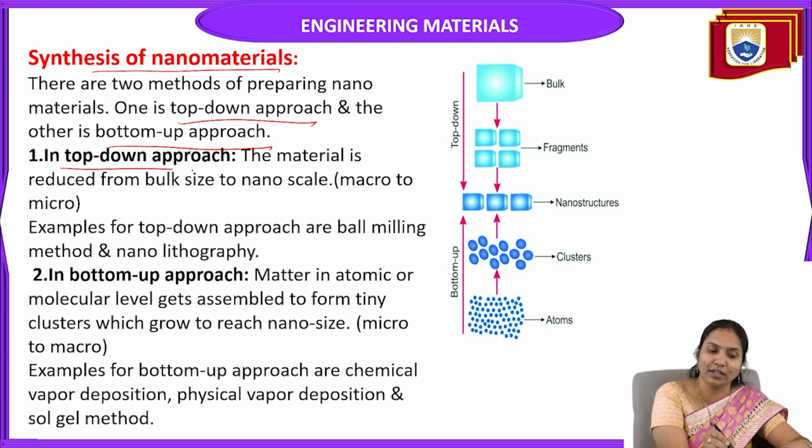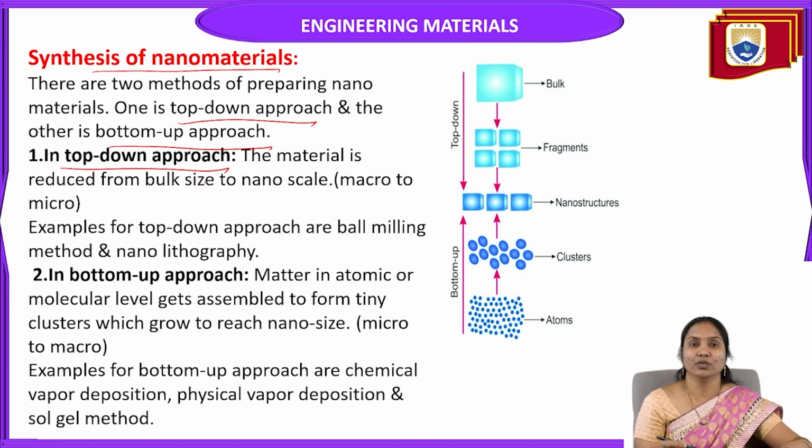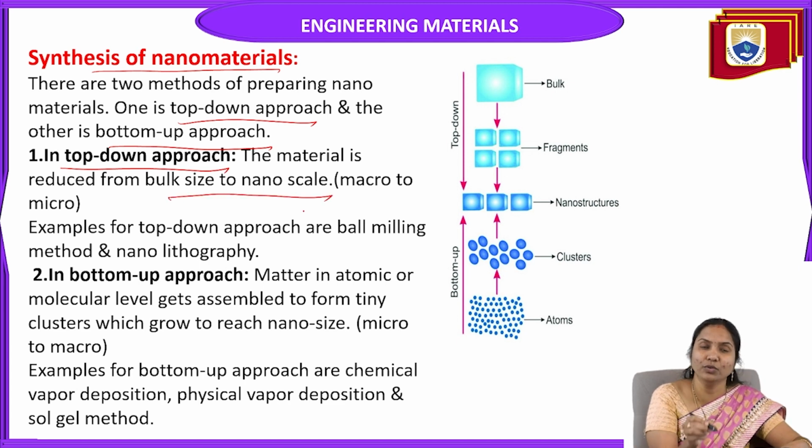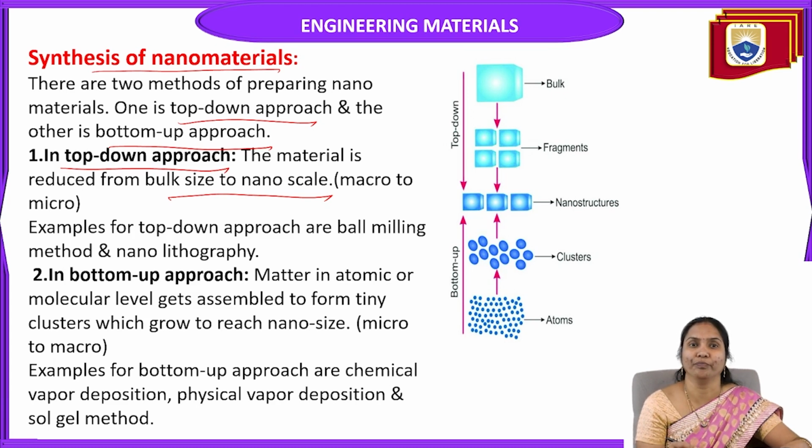So the first one is the top-down approach. In this approach, the material is reduced from bulk size to nanoscale. That means macro to micro. For example, we prepare nanomaterials by the ball milling method and nanolithography. The best examples of the top-down approach are the ball milling method and nanolithography.